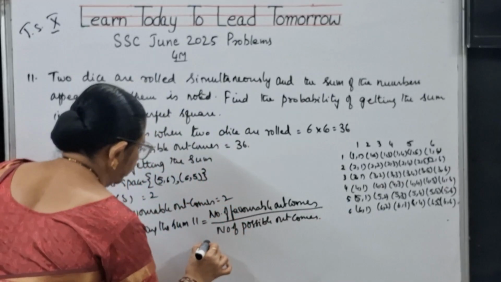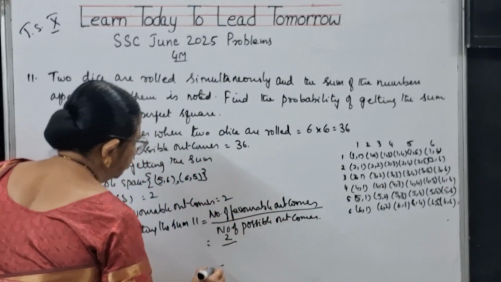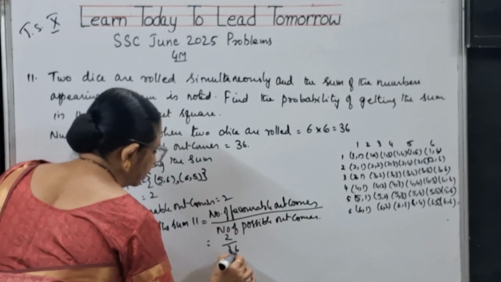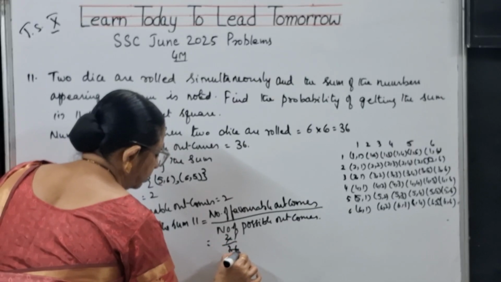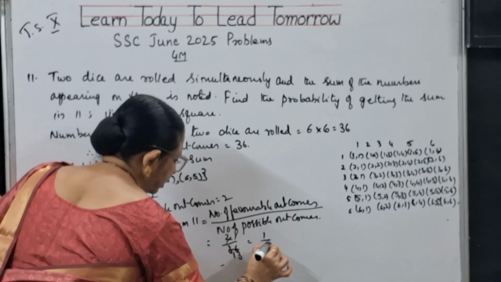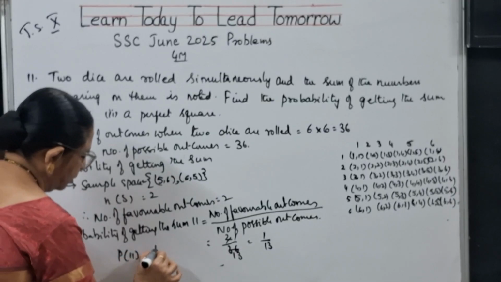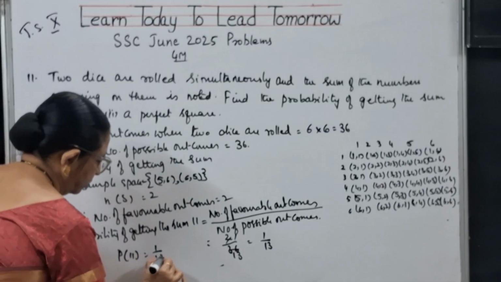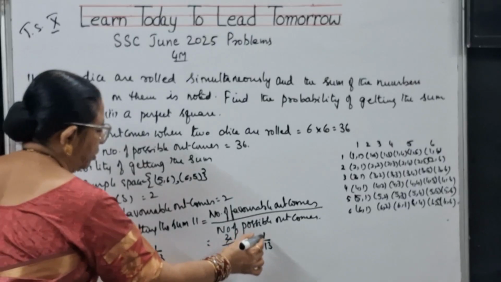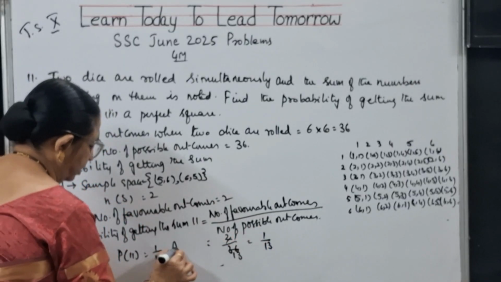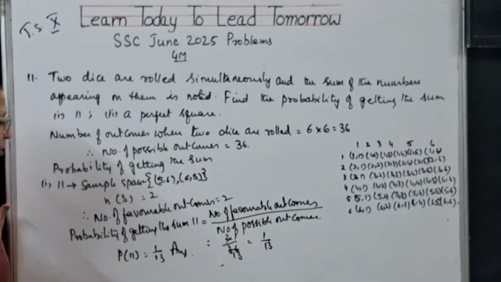So number of favorable outcomes are 2, by number of possible outcomes are 36. 2 ones are 2, threes are 1 by 36. So probability of getting 11 is 1 by 18. So 1 by 18 is the answer for this bit, children.